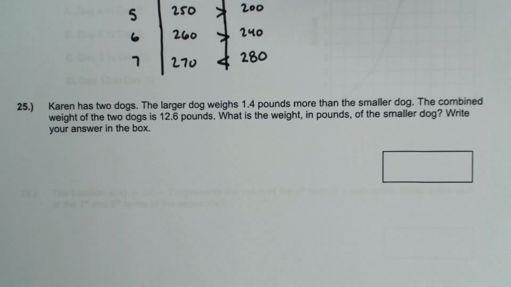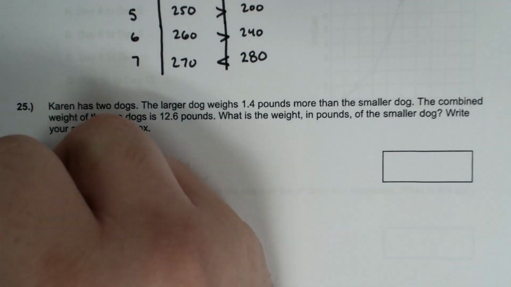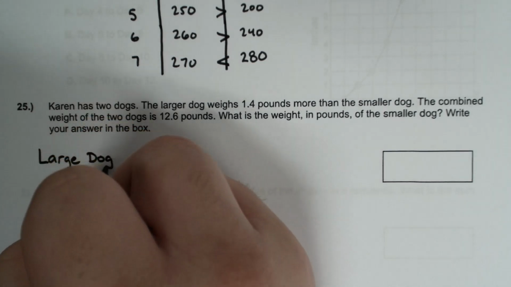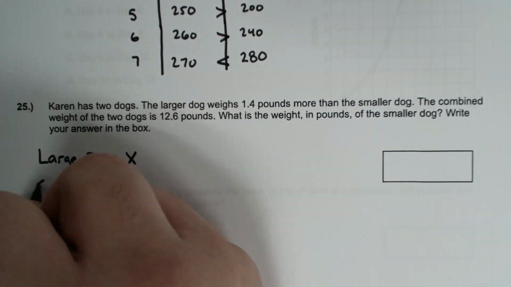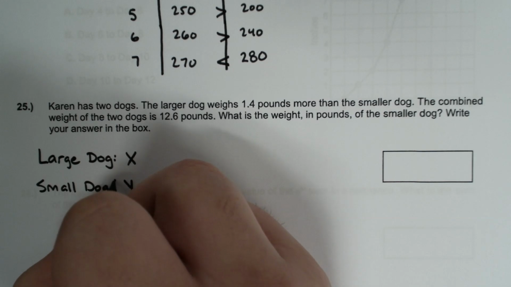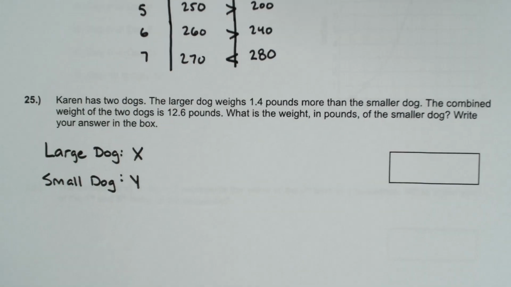Okay, so I've got 2 different variables here. The weight of the large dog and the weight of the small dog. I'm going to go ahead and label those. I'm going to call the large dog X and the small dog Y. Now, you can use L and S if you want, but I don't like using S because S looks like a 5 to me whenever I'm putting it into a little equation. And also, I'm going to make this a little bit easier on us here in a second.